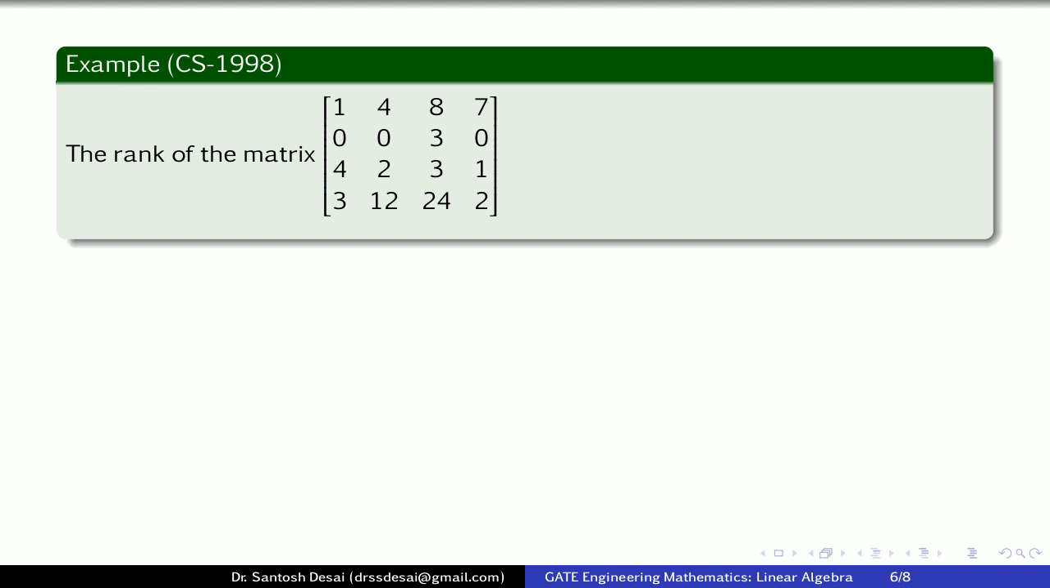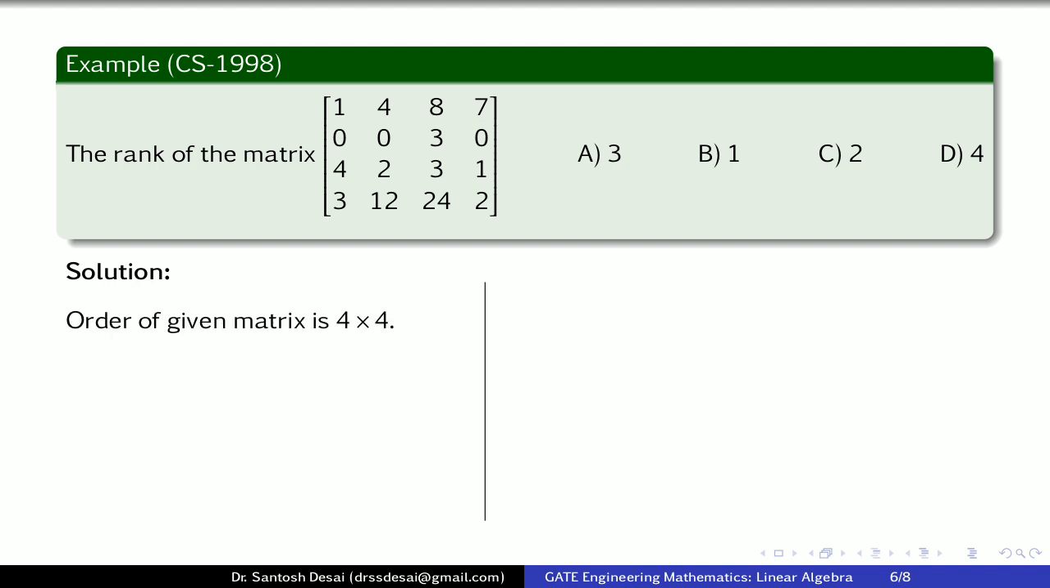Now consider the next example. The rank of the matrix. Here a 4 by 4 matrix is given and we have to find the rank. Options are given as 3, 1, 2 and 4. Now here, since the given matrix is 4 by 4, we are not using our first method. So here we have to reduce this matrix to the echelon form, and we know the procedure. Here the first element is 1, which is non-zero. Now we bring all the zeros in the first column. The second element in the first column is already 0.